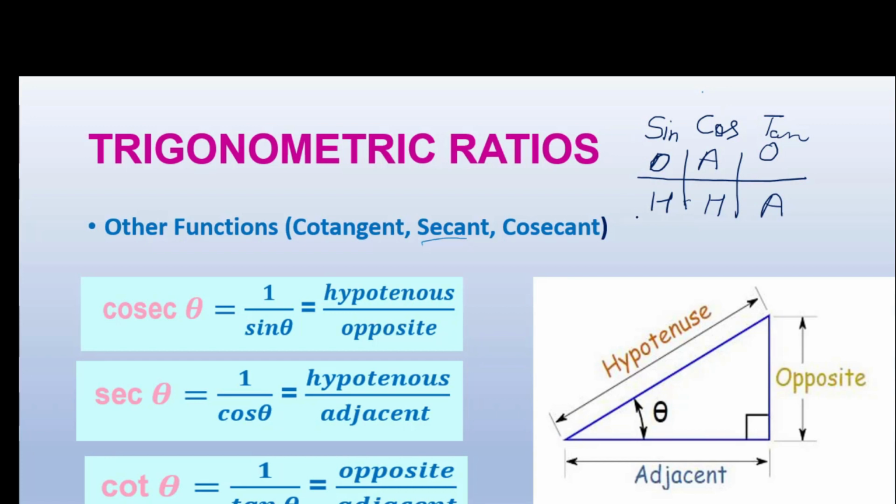And the reciprocal of sine is cosec. So cosec theta is h by o, hypotenuse by opposite side. Sec theta is the reciprocal of cos, so this will be h divided by a, and the reciprocal of tan is cot, so that will be a by o. So with this you can remember these formulas easily.